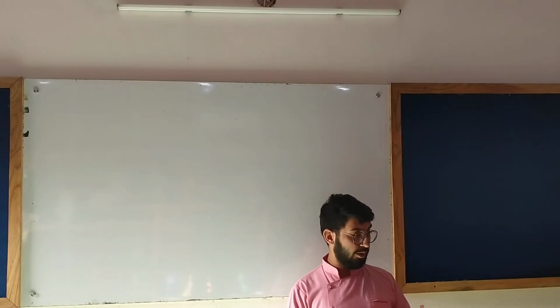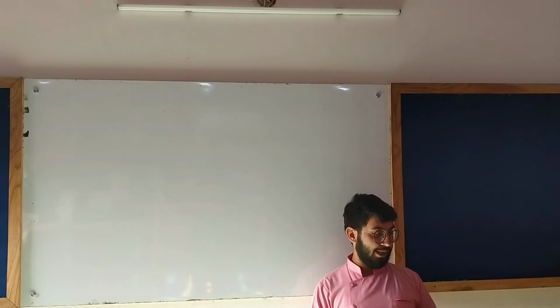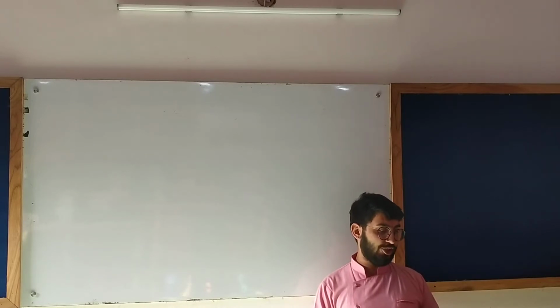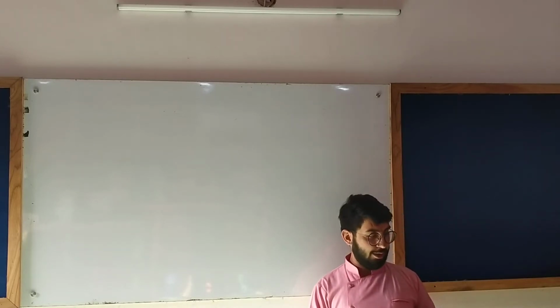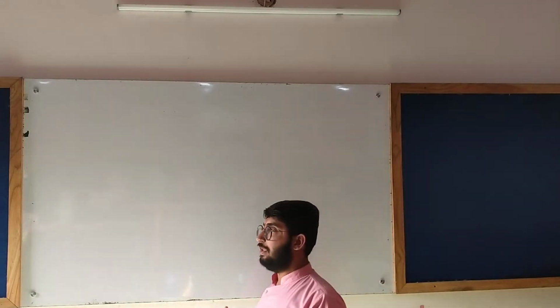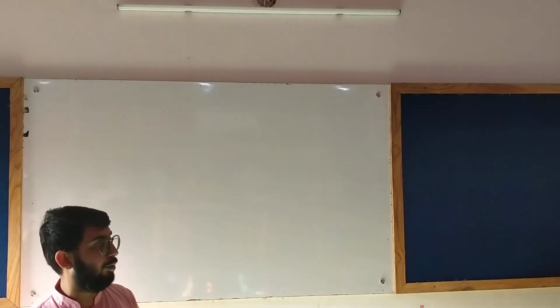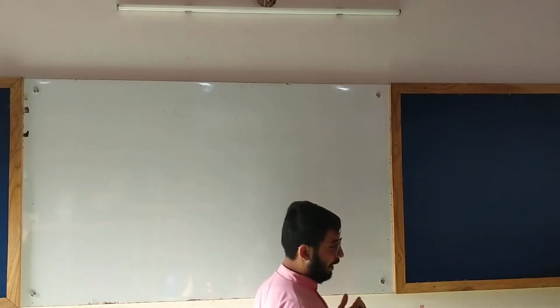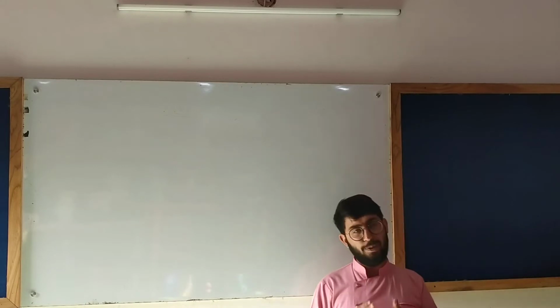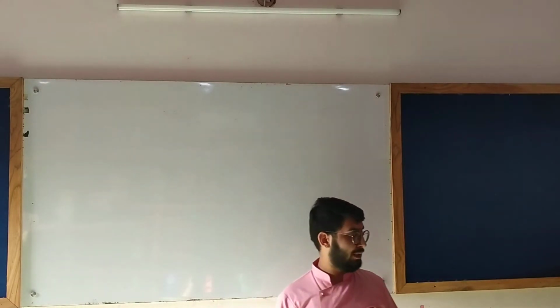I am reading the question. Write the following in decimal form and say what kind of decimal expansion each has. First of all, we have to write the rational number in decimal form. Then we have to tell what kind of decimal expansion that rational number has. Let us start.